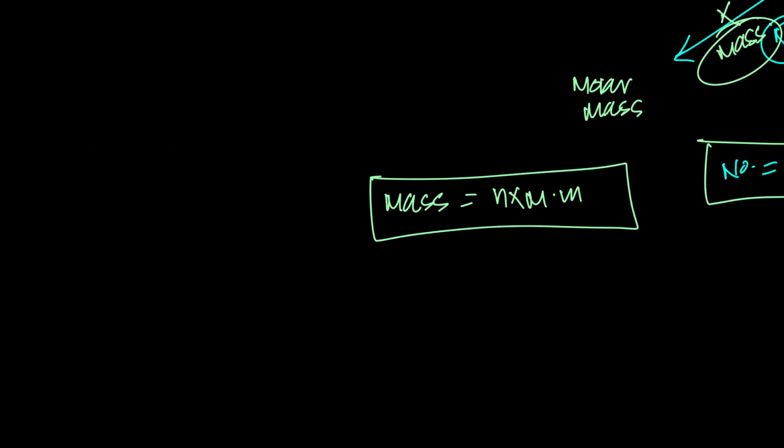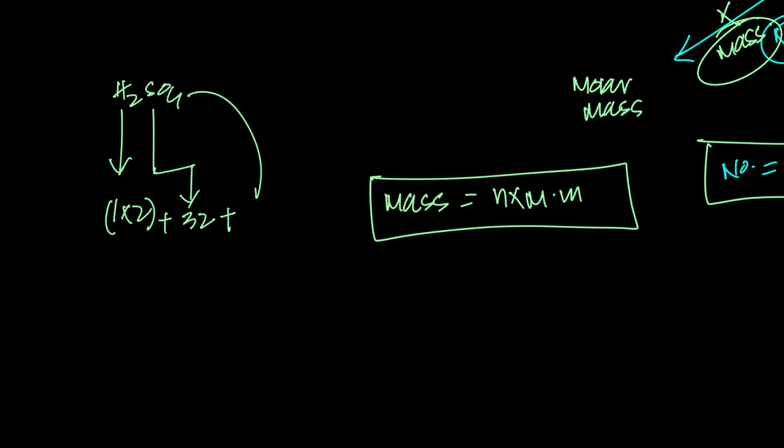I've asked everyone to have a print of the periodic table right next to you. So if I ask, what's the molar mass of H2SO4? Hydrogen in the periodic table is 1, times 2 because you have 2 hydrogens. S is sulfur, which is 32, so you add 32. Oxygen is 16, and because you have 4 atoms of O, you times it by 4, and you get 98. So 98 gram per mole is the molar mass.